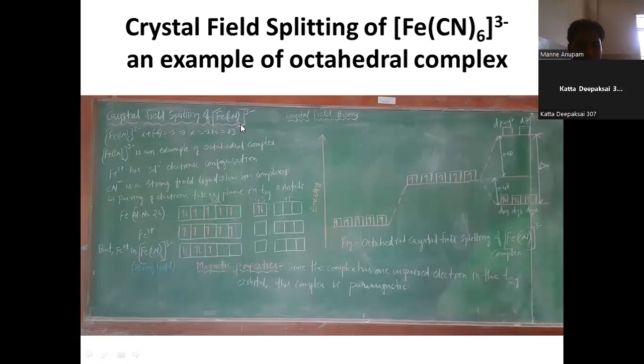This is an example. [Fe(CN)6]3- is an example of octahedral complex, and this is how the electrons are distributed in the octahedral complex. And since there is one unpaired electron, the complex has a magnetic nature, and that's why it is called a paramagnetic molecule, paramagnetic complex.